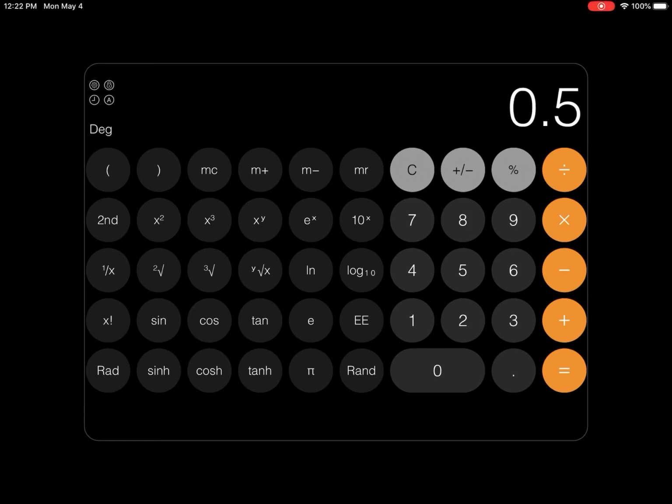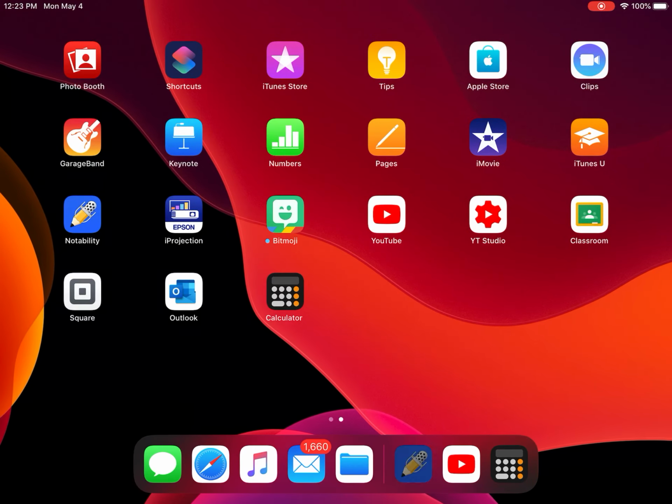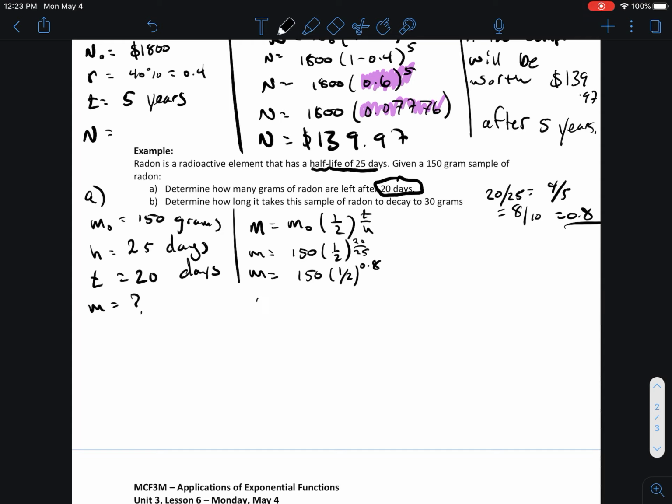So you're going to have to go back into your calculator. You're going to type in 0.5. And then again, I have to use the x or the y button because I don't have a 0.8 exponent, obviously, right? So then I have to type in 0.8. It's going to give me that answer, 0.5743.